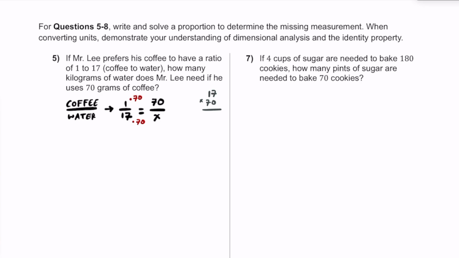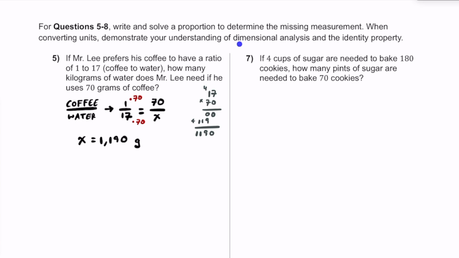So let's go ahead and multiply this out. This is going to be 0, this is 0, this is 49, carry the 4, and this would be 11. So we're looking at how many grams of water here. We're looking at, I think, 1,190 grams of water, if that means we have 70 grams of coffee. So we just found out that 17 times 70 is this 1,190, but again, this is going to be grams of water.